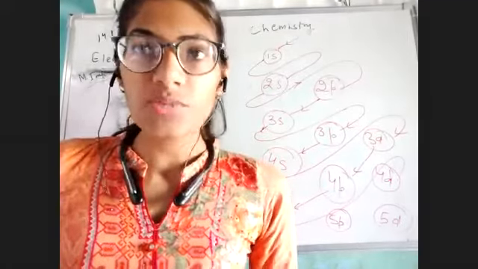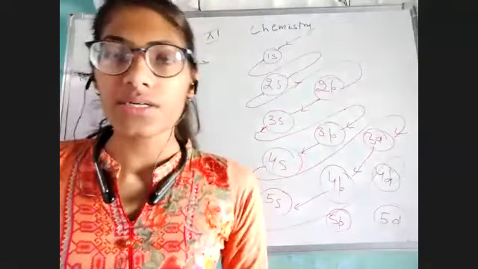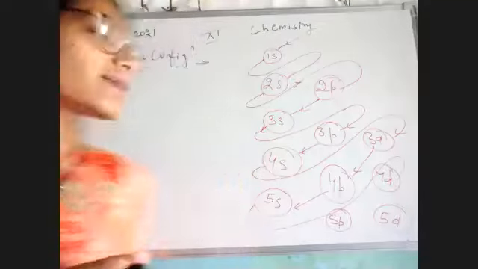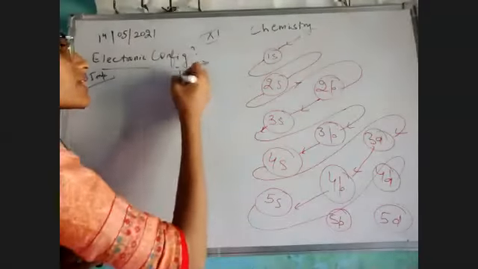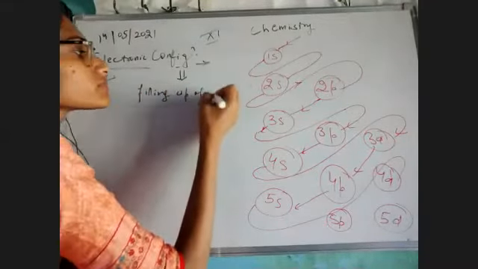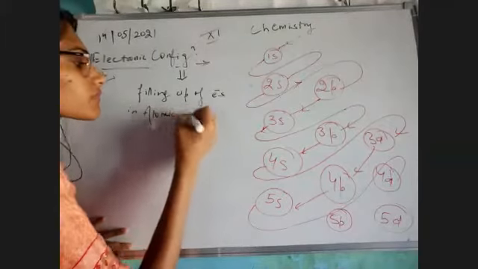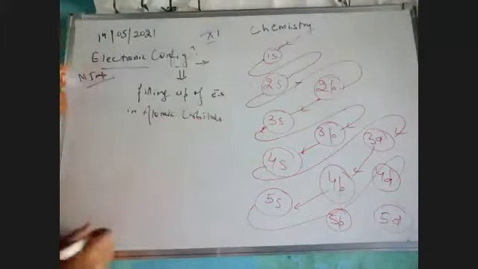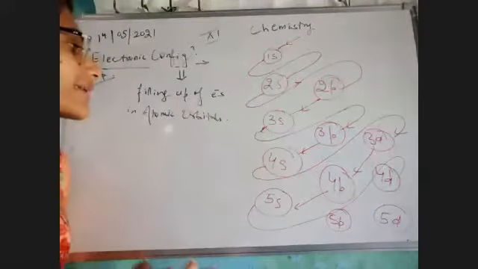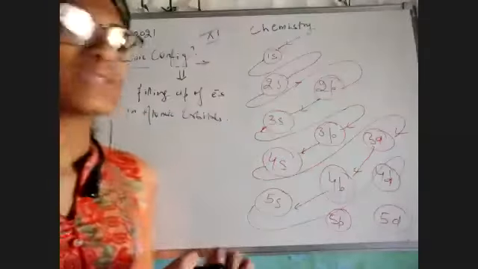So the first point is, what is electronic configuration? How can we define the term? Before going to the topic, let me define it. Electronic configuration is nothing but the filling up of electrons in atomic orbitals. Yes, electronic configuration is just telling us that we are filling up our electrons in atomic orbitals.